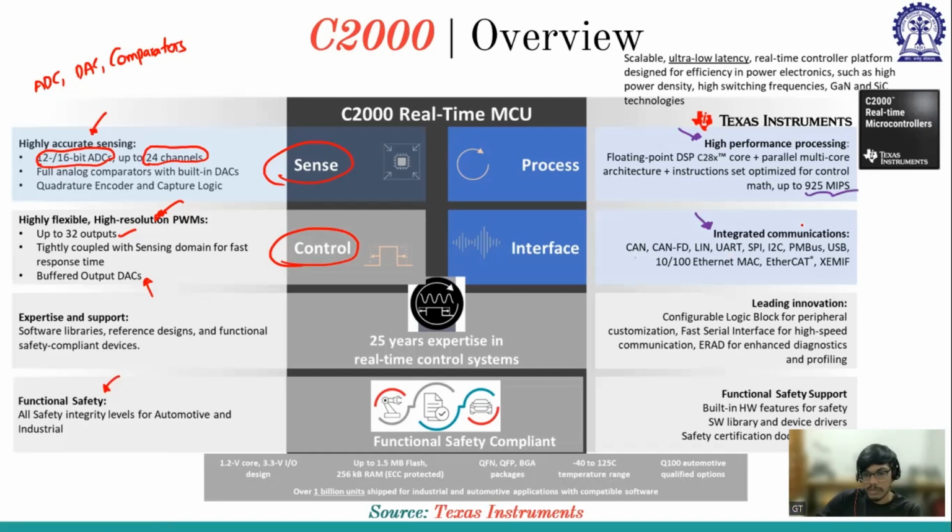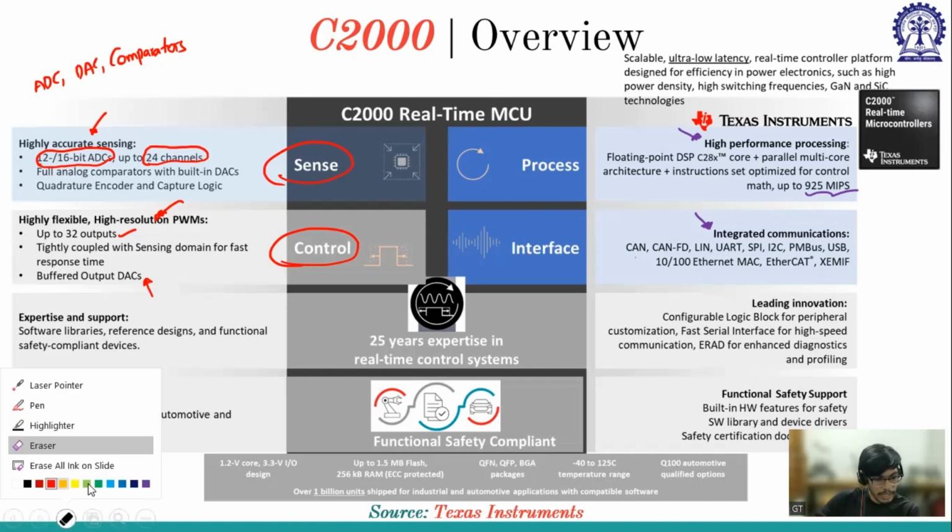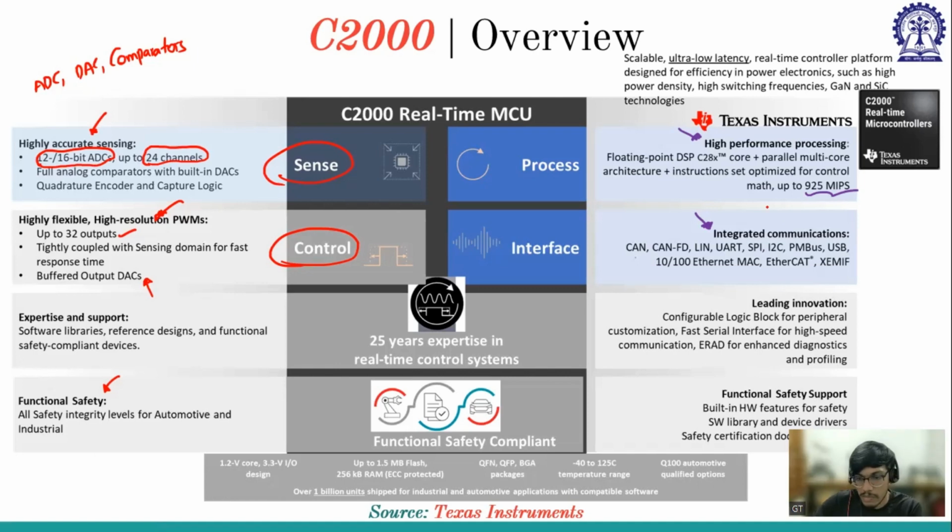MIPS means million instructions per second. So they can do up to 925 million instructions per second. Again, you have to look at the datasheet for what clock frequency they are using and what resolution this microcontroller is offering. All these details you can find in their datasheet.